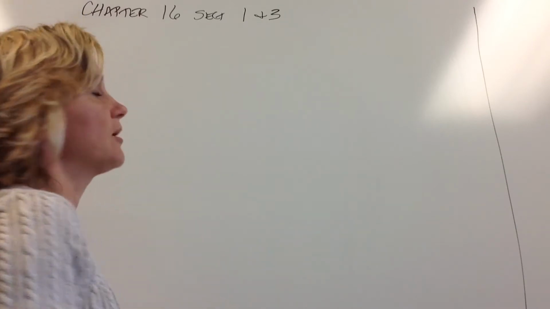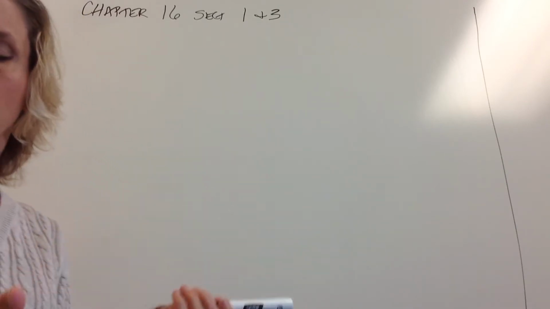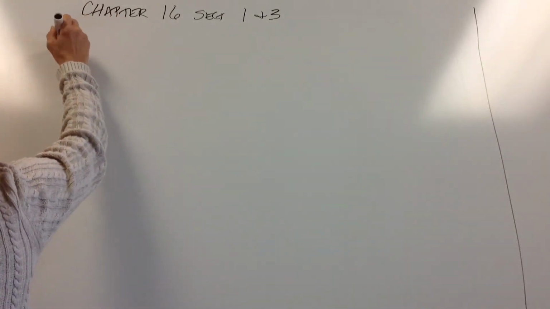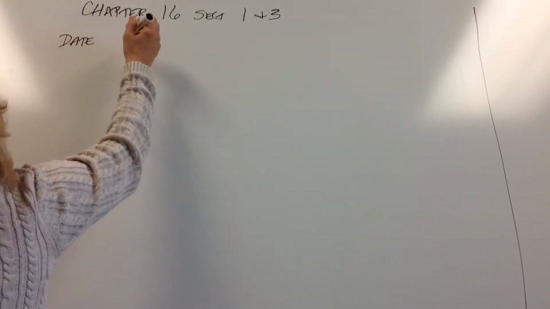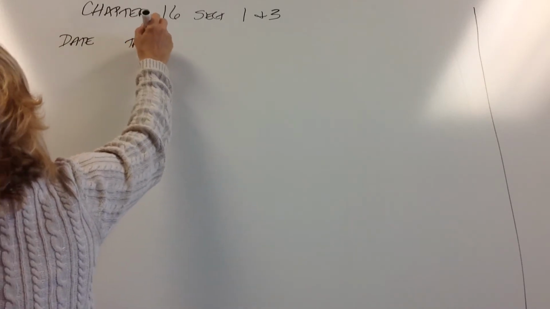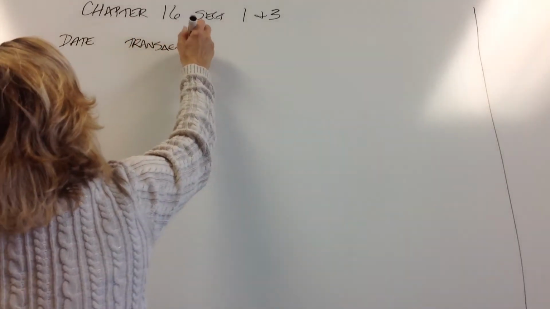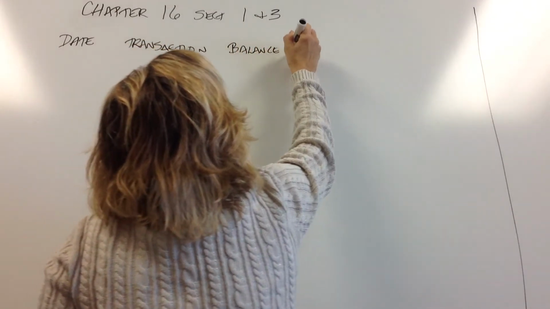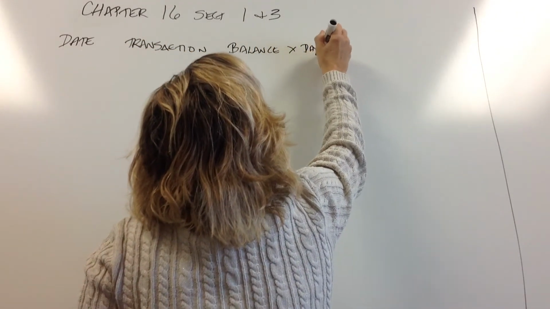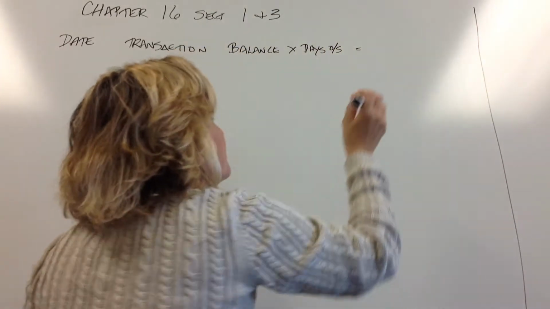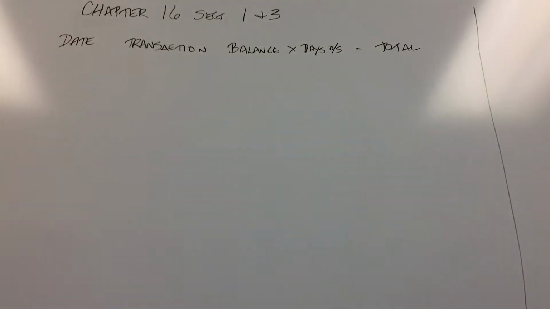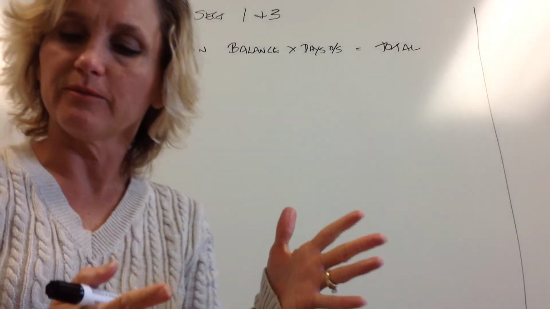So how we set that up is we look at what their previous balance is, and then we map out our days. I set it up in columns: date, transaction, balance, and then we multiply by our days outstanding. So then if we go to a problem, it's a very basic one.